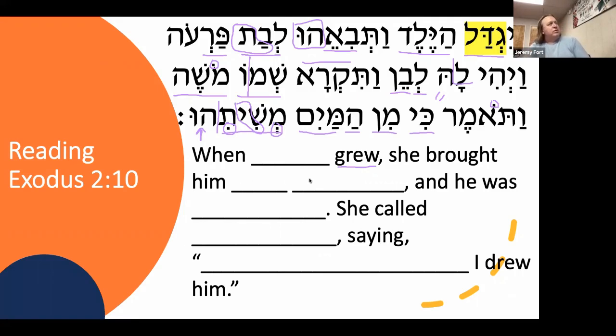From the water I drew. Any other questions on that? I won't break that down anymore because we're running out of time.